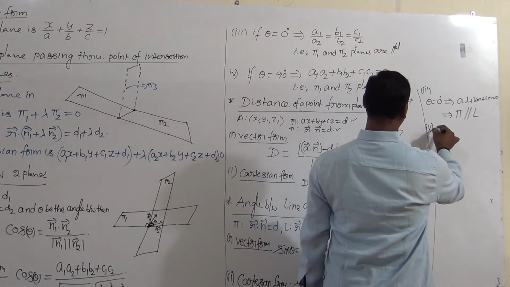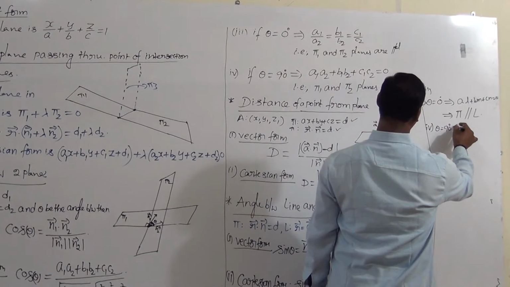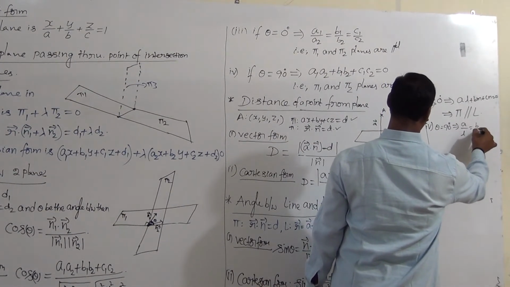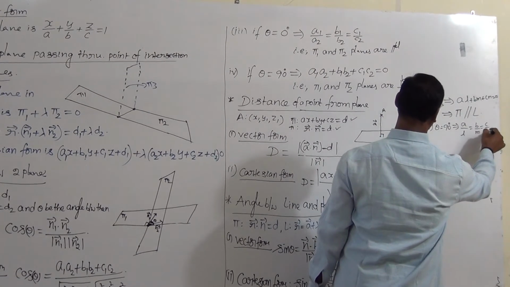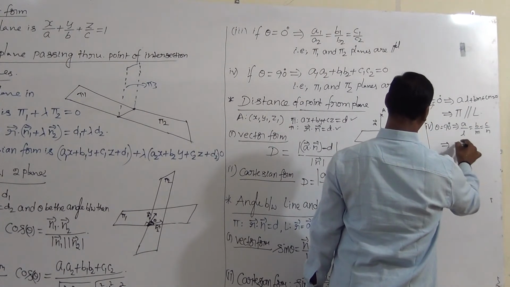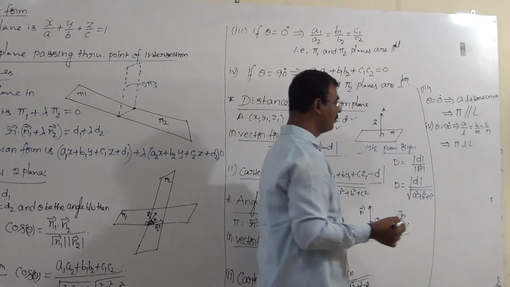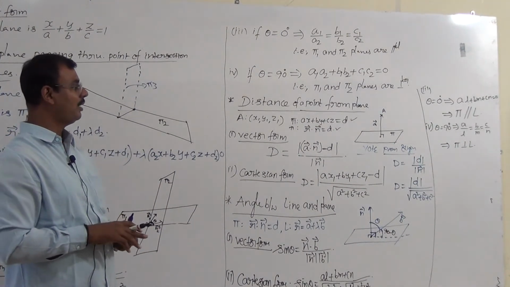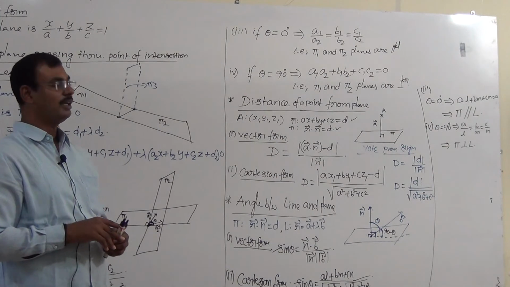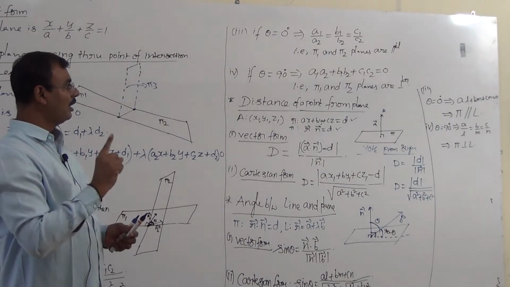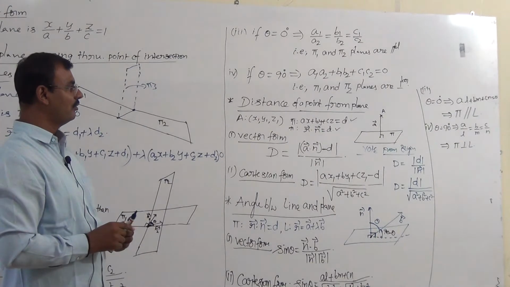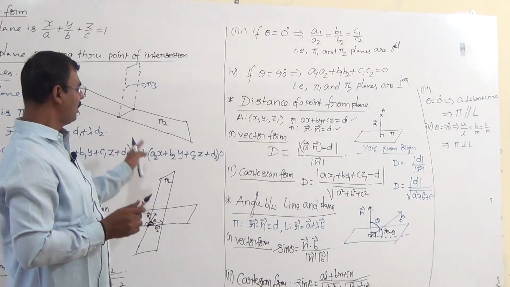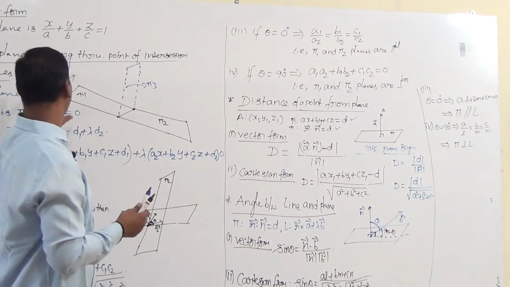Fourth one, if theta is equal to 90 degrees, then the condition becomes a divided by l equals b divided by m equals c divided by n. This means the plane is perpendicular to line L. If plane and line are perpendicular, we use a by l equals b by m equals c by n. If plane and line are parallel or coincide, we use al plus bm plus cn equal to 0. This is the whole formulas concept in planes.